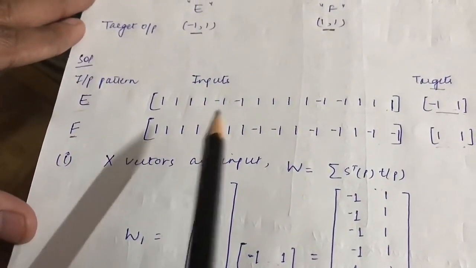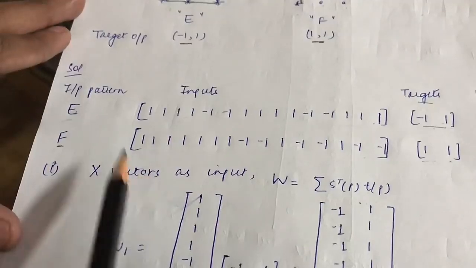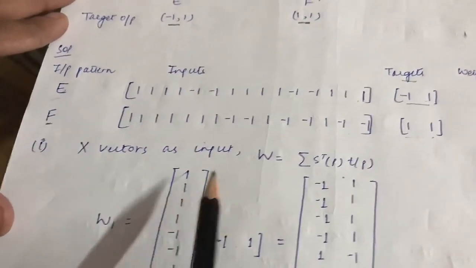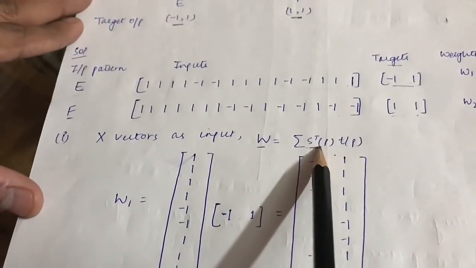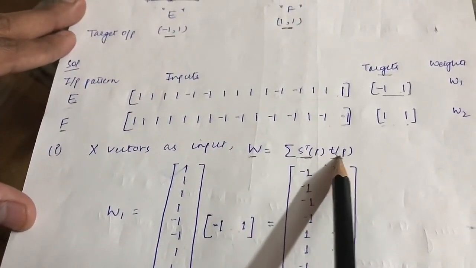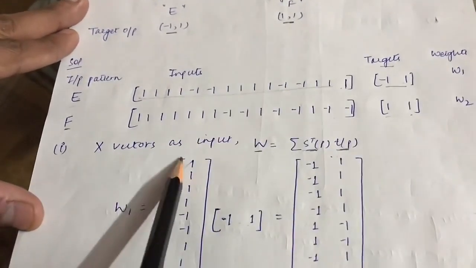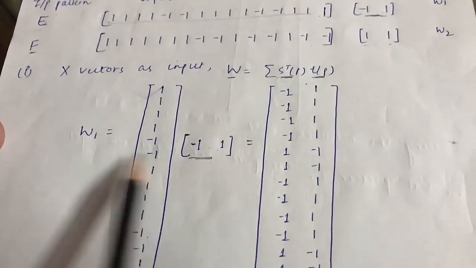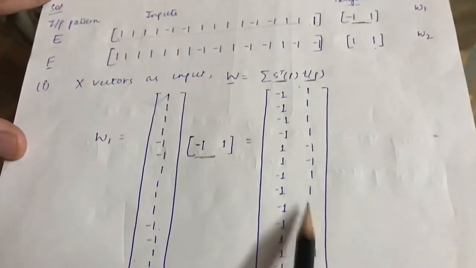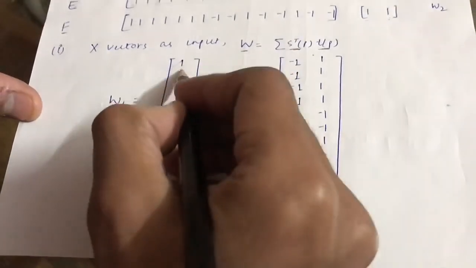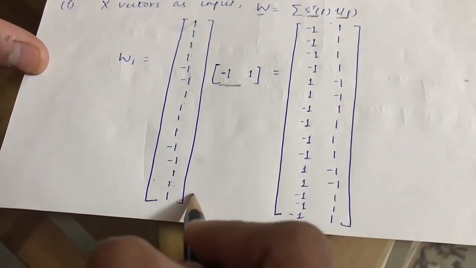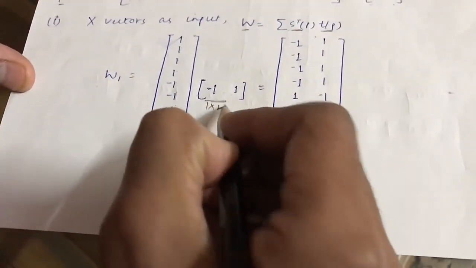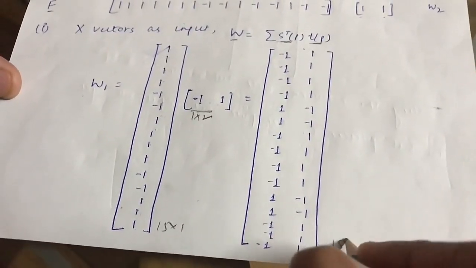Now, as I told you, since this is a bidirectional network, let us see. The first step was to construct the weight matrix. The weight matrix is obtained by multiplying the transpose of the input pattern with the target pattern. That means input is written like this, and target is written like this. So we obtain W1 for E like this, where this is 1, 2, 3, 4, 5, 6, 7, 8, 9, 10, 11, 12, 13, 14, 15. This is a 15 cross 1 matrix, and this is a 1 cross 2 matrix. So you will obtain a 15 cross 2 matrix here, right?